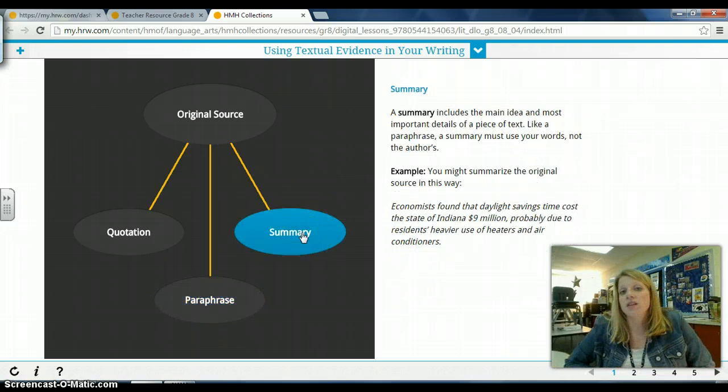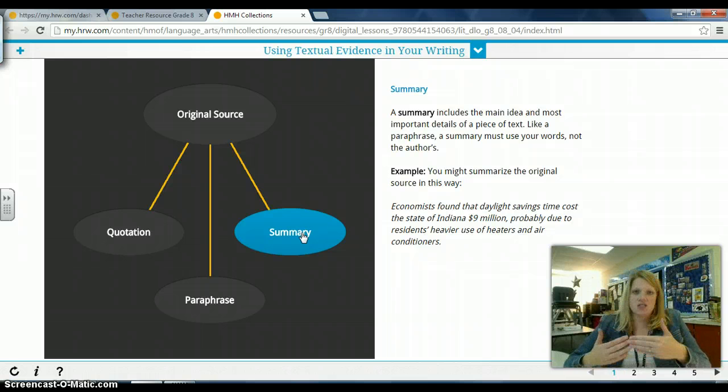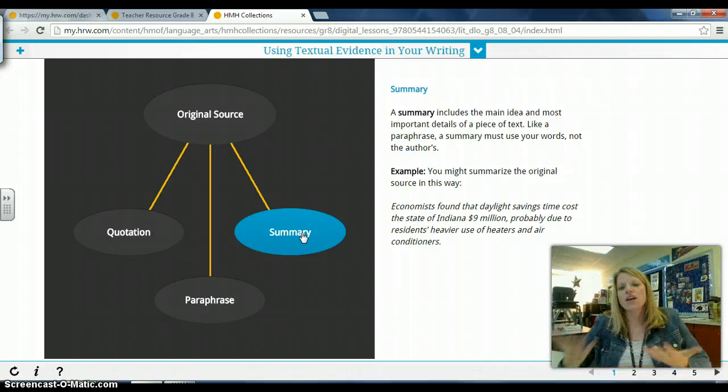And last is going to be your summary. A summary includes the main idea and the most important details of a piece of text. Like a paraphrase, in a summary you're going to use your own words, not the author's. I always think a summary tends to be longer than a paraphrase. You'll paraphrase a sentence or two, but a summary, you could summarize a whole paragraph. So there's an example for you. Economists found that daylight savings time cost the state of Indiana $9 million, probably due to residents' heavier use of heaters and air conditioners. So again, not word for word, it's just a summary.